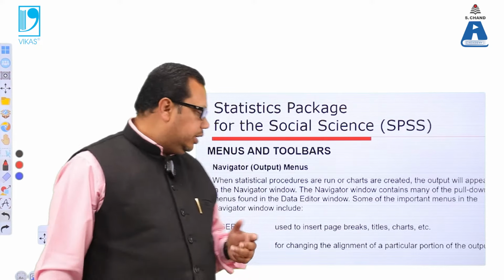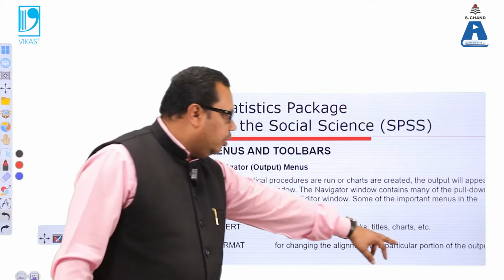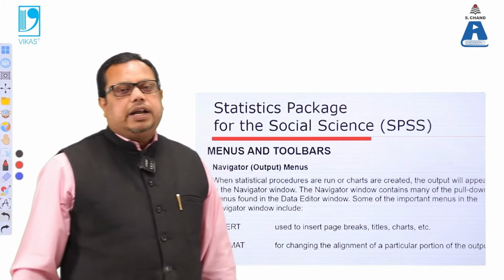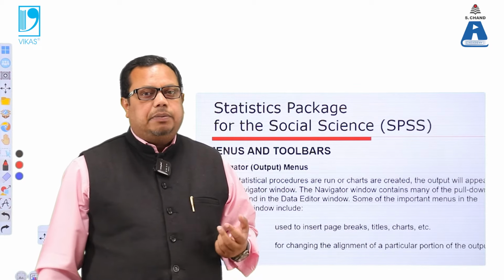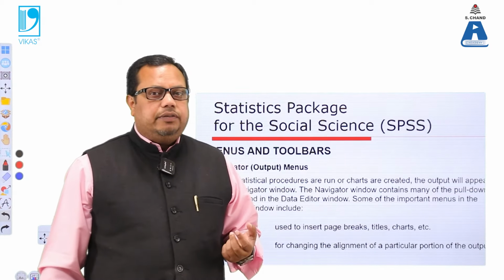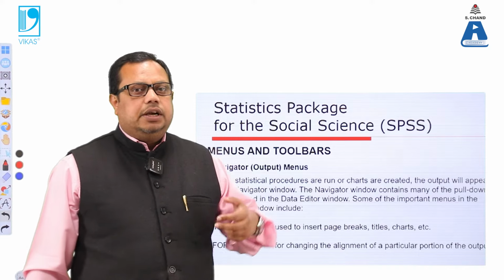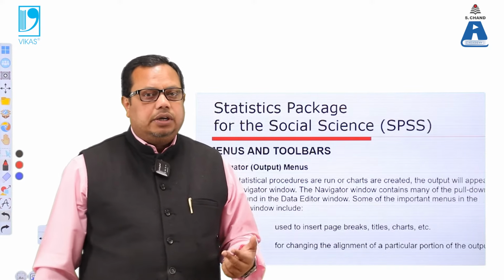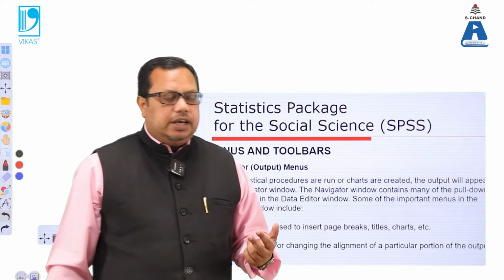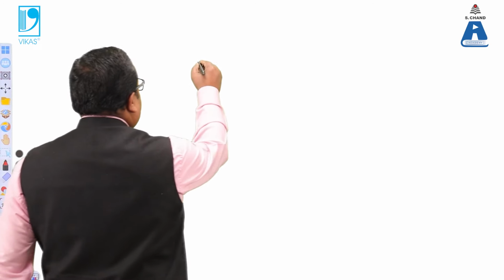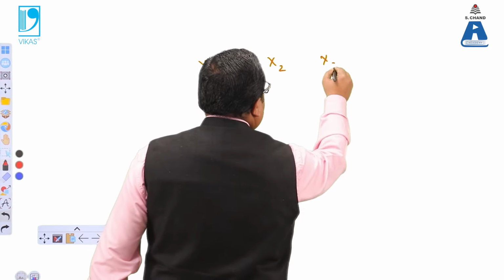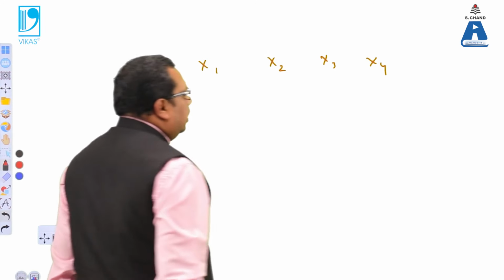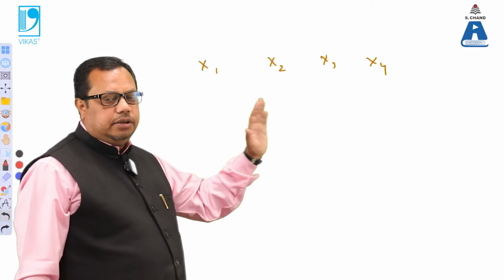The format that we use here is for changing the alignment of the particular portion of the output, that is, what kind of output we generally need. The format is always connected with the type of output that we need. So if the required output varies from work to work, then the format can also be changed. Let us take an example. Suppose that we have x1, x2, x3, x4. Now what we need is the summation of this.